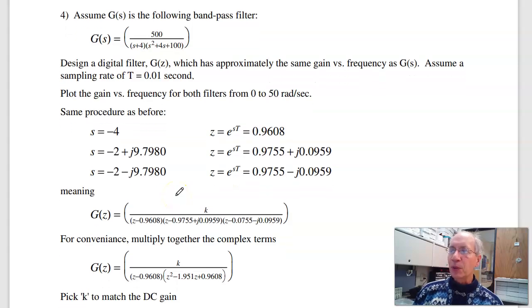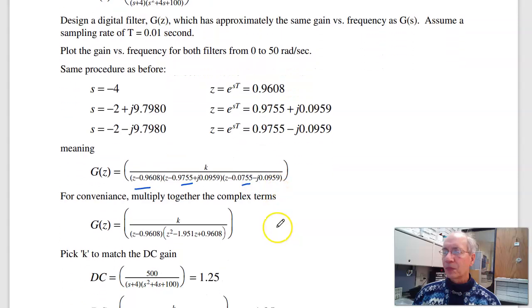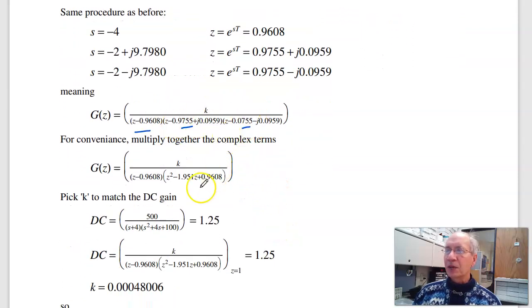If I have complex poles, same story. I've got 3 poles in the s-plane, I've got 3 poles in the z-plane. One pole's at minus 4 in the s-plane, maps as 0.96 in the z-plane. Another one's at minus 2 plus j9 in the s-plane, maps as 0.97 plus j.09 in the z-plane, and the conjugate. Optionally, I could multiply all this out, get real coefficients, your choice.